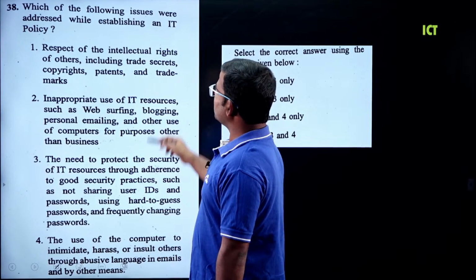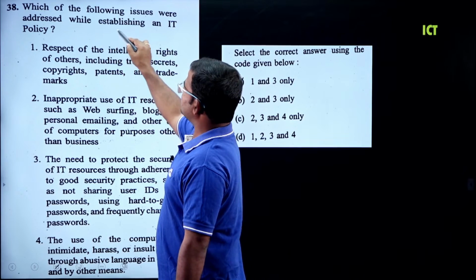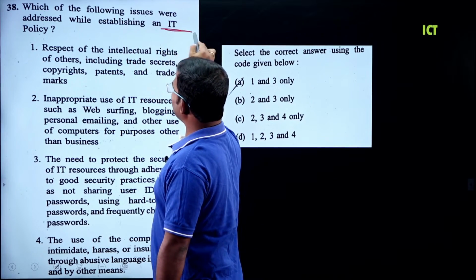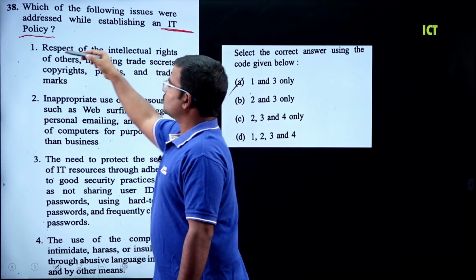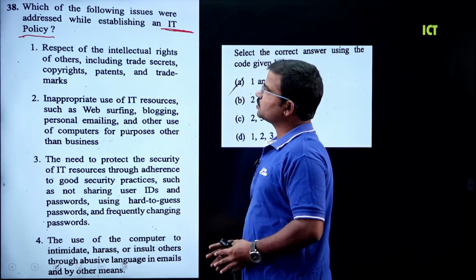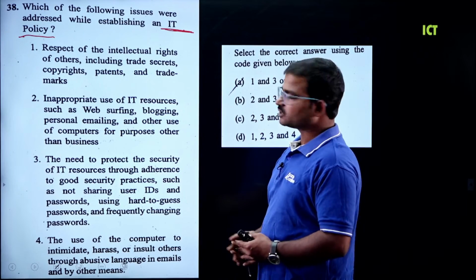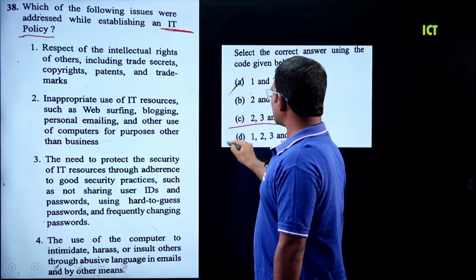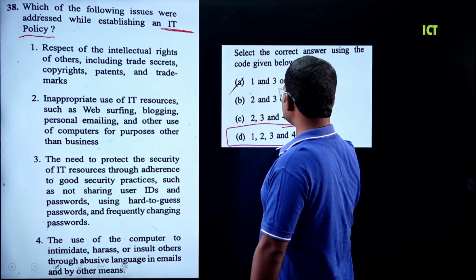Next one, which one of the following issues should be addressed while establishing an IT policy? Okay, so IT policy. If you observe these 4 statements, of course these 4 are completely concerned with establishing an IT policy. So that's why here the answer is option D. Okay, so here the answer is option D.